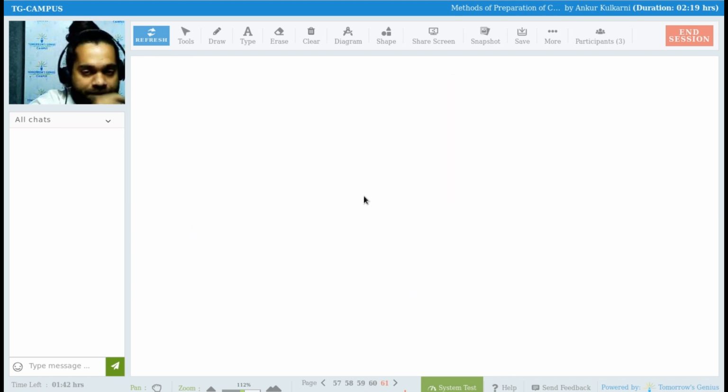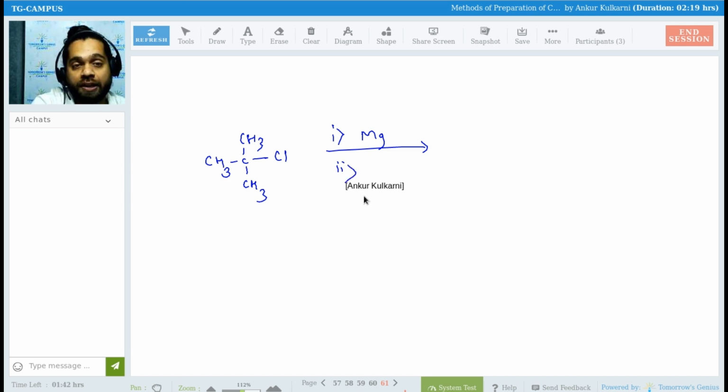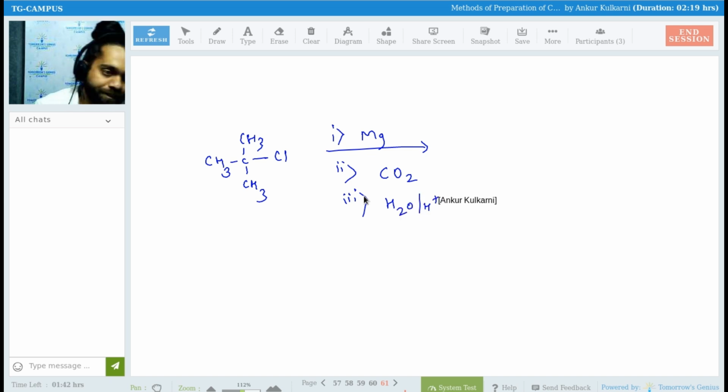Suppose I have CH3, C, CH3, CH3, Cl. Look over here, Sasidaran: first Mg, second CO2, third hydrolysis. Such questions come in the exam. Come on, try this. What will happen in the first step, Sasidaran? What is that?